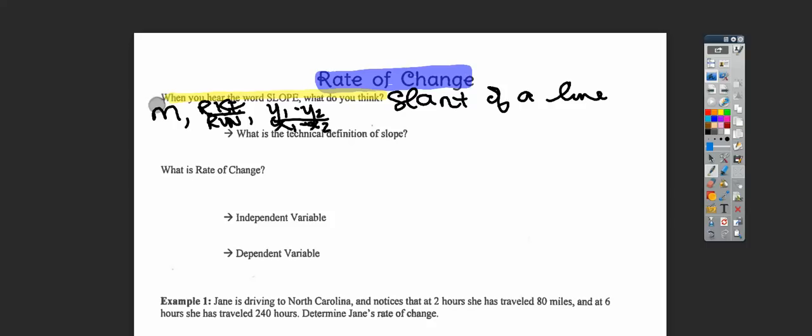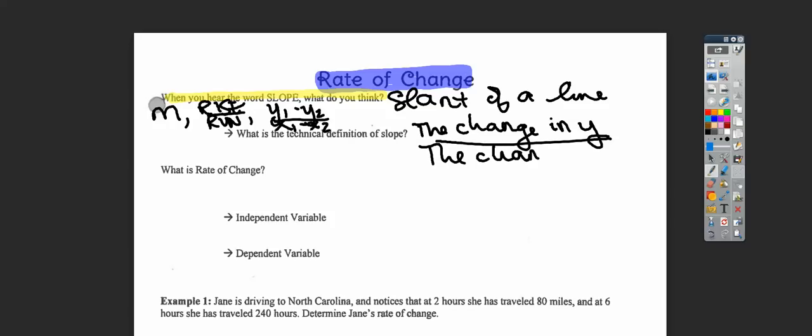So now if you look at the next question, it says, what is the technical definition of slope? The technical definition is the change in y over the change in x. So the slope is just taking my y values and determining their change, and then dividing it by the change in the x values.